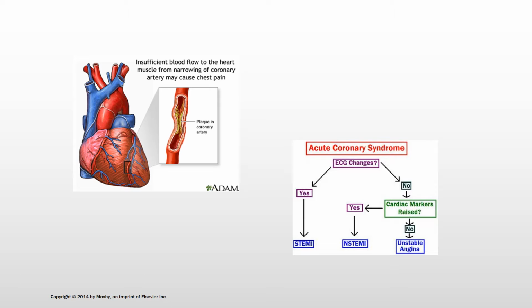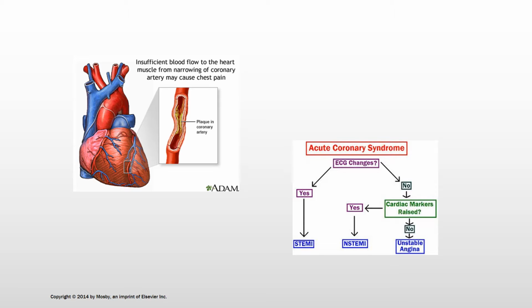This diagram is just showing the different kinds of narrowing that we can have. Once there's narrowing in the coronary artery, due to the insufficient blood flow that goes into the myocardial tissue, chest pain will occur secondary to ischemia.